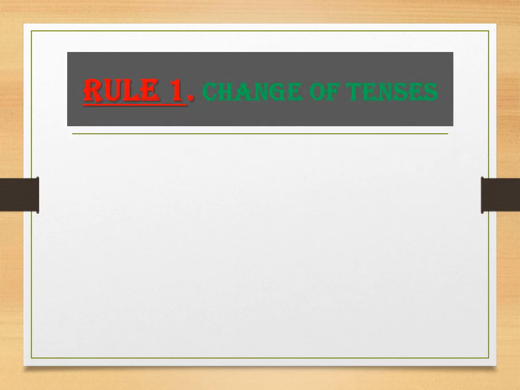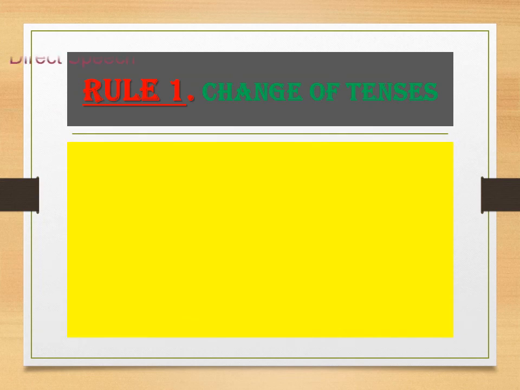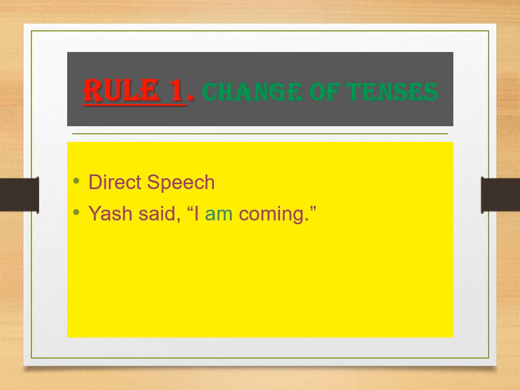First, let us look at rule number one, that is the change of tense. I have given you a simple example which will help you remember the tense and how it is changed. In direct speech, I've given you an example, children. Yash said, "I am coming." Now, children, by looking at the sentence, you know which tense the sentence is in. Yes, of course you know, because we already did the tenses in the previous module. The sentence is in present continuous tense.